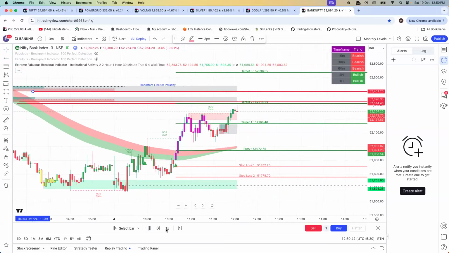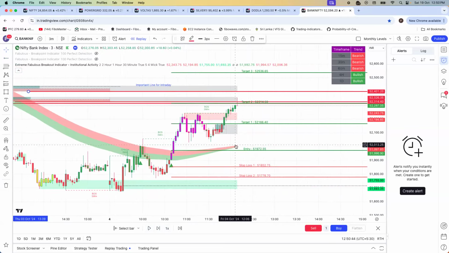Target 2 done. Wow, done all that. Okay, target done. Now the trend is getting changed. See this? Green is trying to go up. So this is my first target. These two are my first two targets. Here it will be a consolidation and then it will be moving up. Let's see.